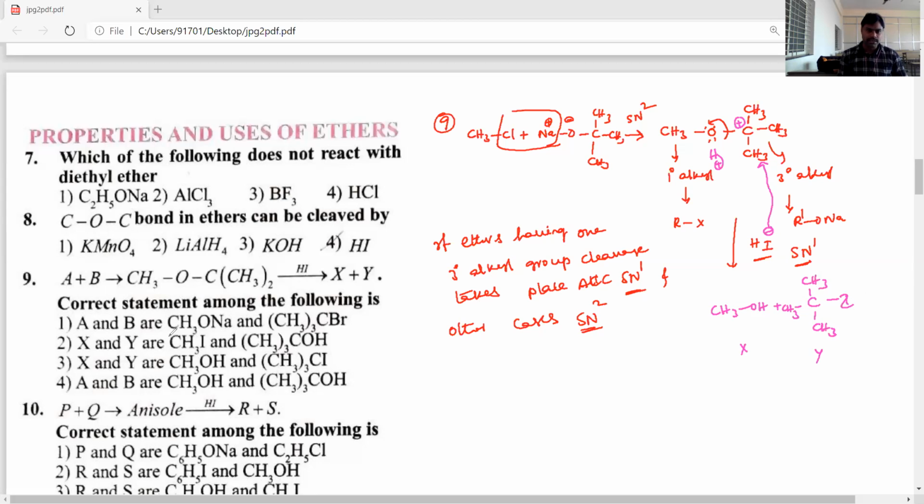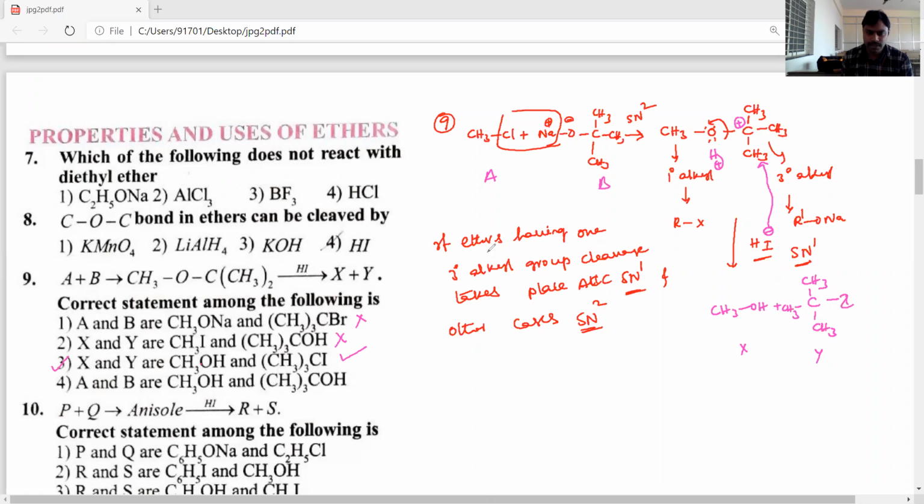Okay, let's see among these which statements are correct. A and B. A must be a primary alkyl halide; here they gave iodides. So you take X and Y. Sodium methoxide and tertiary butyl bromide is not possible. X and Y, methanol and tertiary butyl iodide, it is possible. So your answer is the third option.